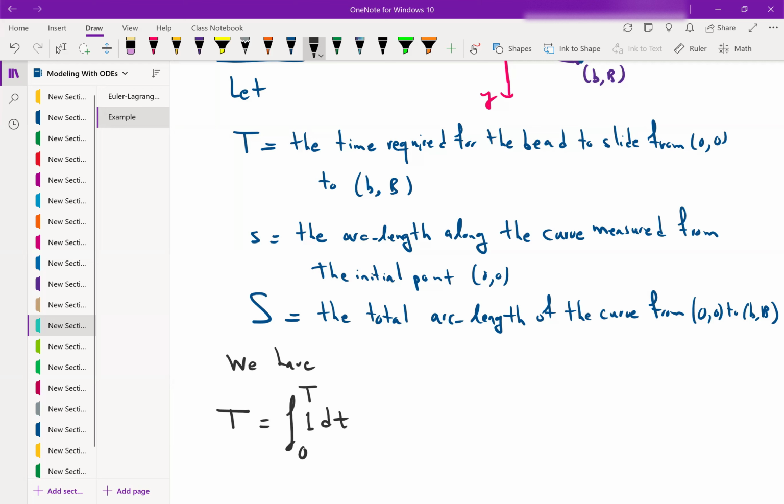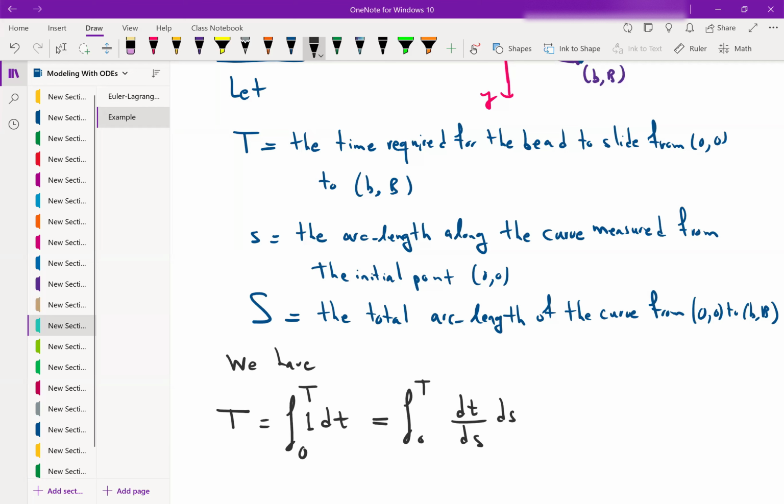And now, what I'm gonna do is use a change of variable, in a sense. This is like a substitution. I'm gonna write this as the integral from 0 to T of dt/ds ds. Okay? I'm gonna consider little s as my variable.